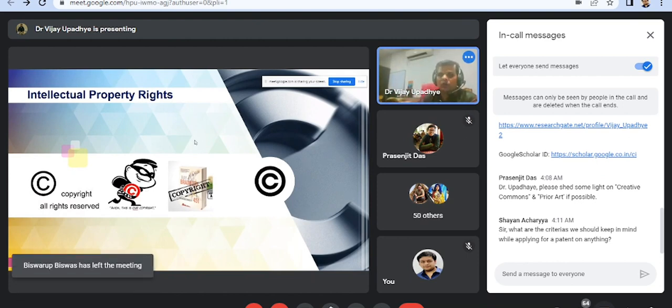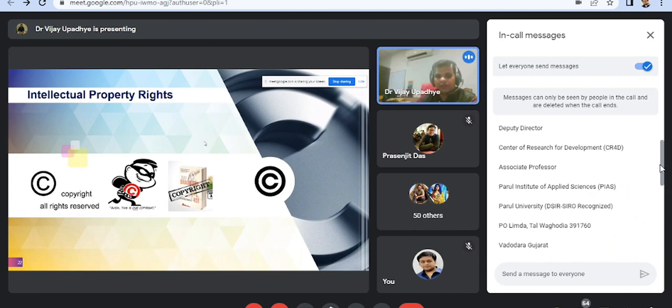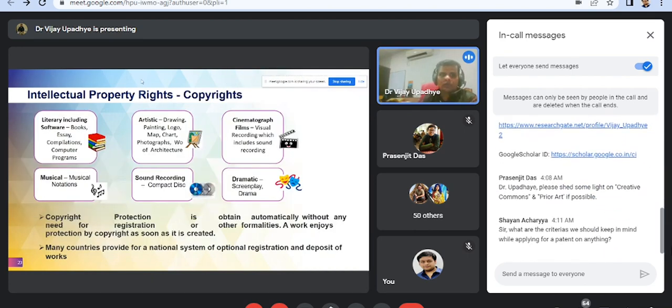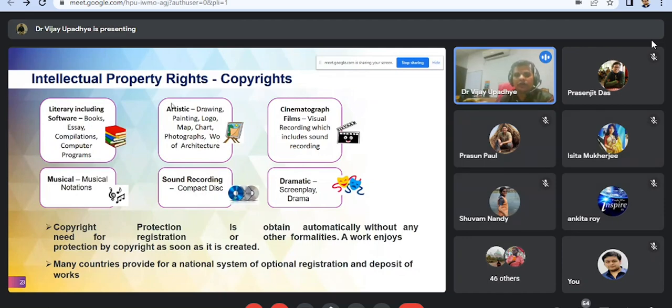So it is applicable to the artistic field, drawings, painters, any form of artist, and also the writers. Intellectual property copyright means literary books, essays, compilation, computer program, drawing, painting, logo, map, chart, photograph, architecture under artistic, cinematograph means audio visual recording, musical means musical notation, sound recording, compact disc, dramatic play. If you are narrating any drama, now Shakuntal is the copyright of Pandit Kavi Kalidas ji, so you don't interfere. Screenplay, drama, that you can copyright. It is the simplest form of this.